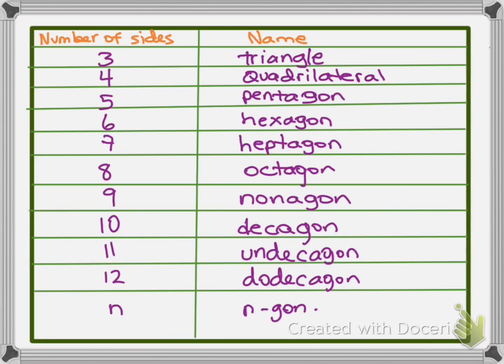Now here are the names of the polygons. Remember that they get the name because of the number of sides that they have. So a 3-side polygon is called a triangle. If it has 4, it's a quadrilateral. If it has 5, it's a pentagon. 6 is a hexagon. 7 is a heptagon. 8 is an octagon. 9 is a nonagon. 10 is a decagon. 11 is an undecagon. 12 is a dodecagon. And then after that, we just put the number and gon. For example, 13-gon, 15-gon, 20-gon.